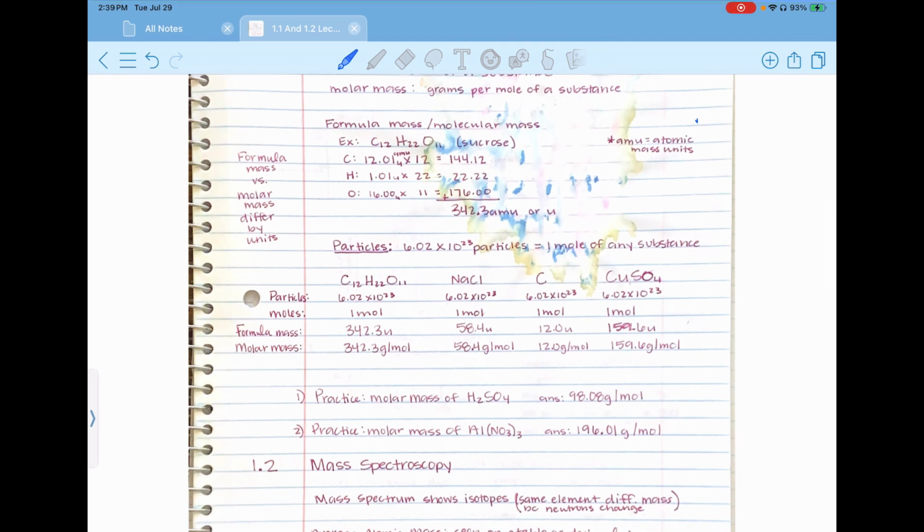Particles, back to where we were a minute ago. Remember, particles, atoms, molecules, all represented the same way. They're equal to 1 mole of the substance. That is Avogadro's number you're seeing here, 6.02 times 10 to the 23rd power.